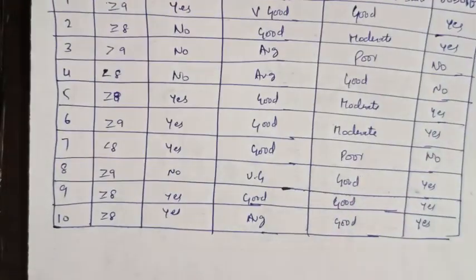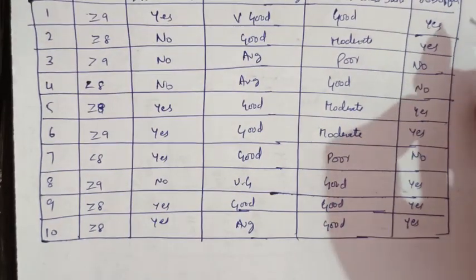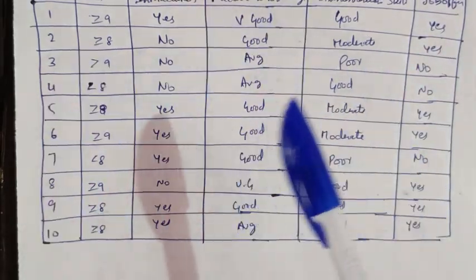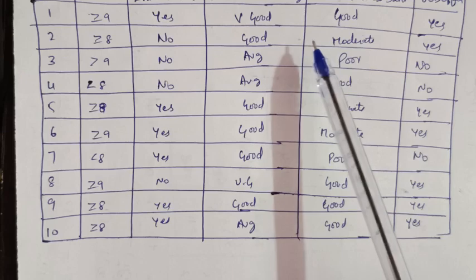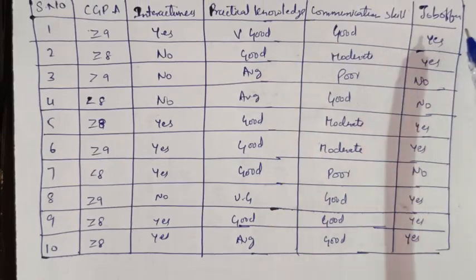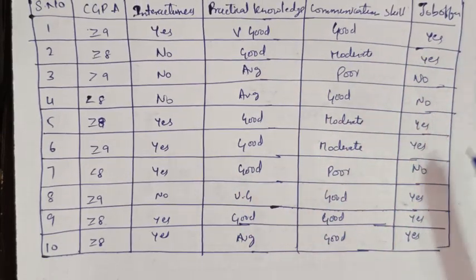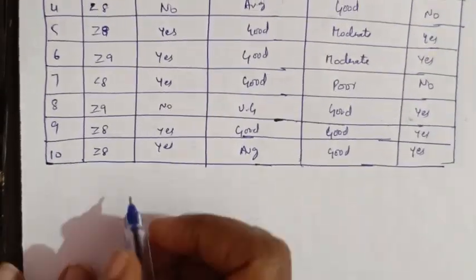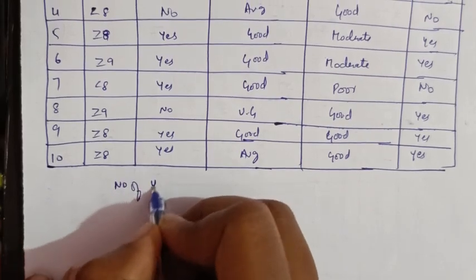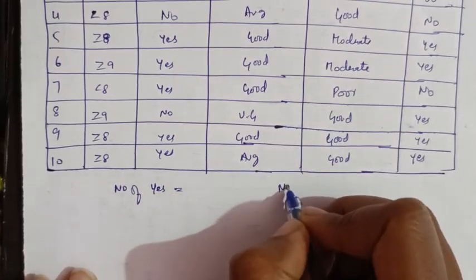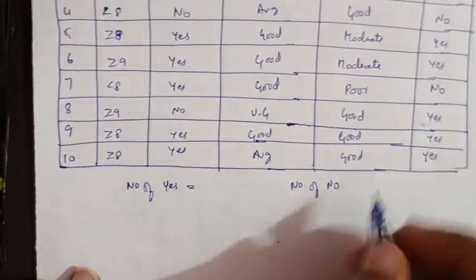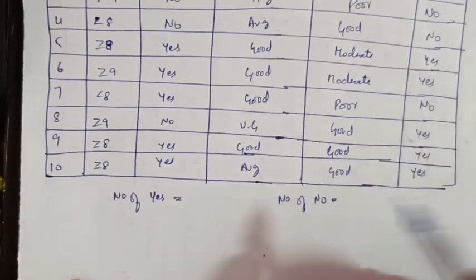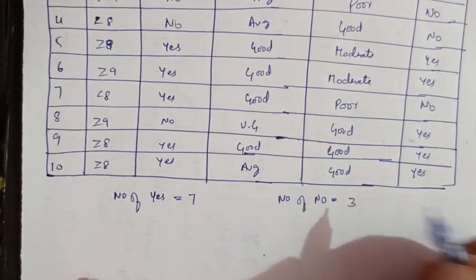First of all, calculate the number of yes and number of no from the job offer. This is our target attribute here, and this is our test instance in which we have 4 attributes. Calculate the number of yes and no from the target attribute, that is job offer. Here we have 7 yes and 3 no.